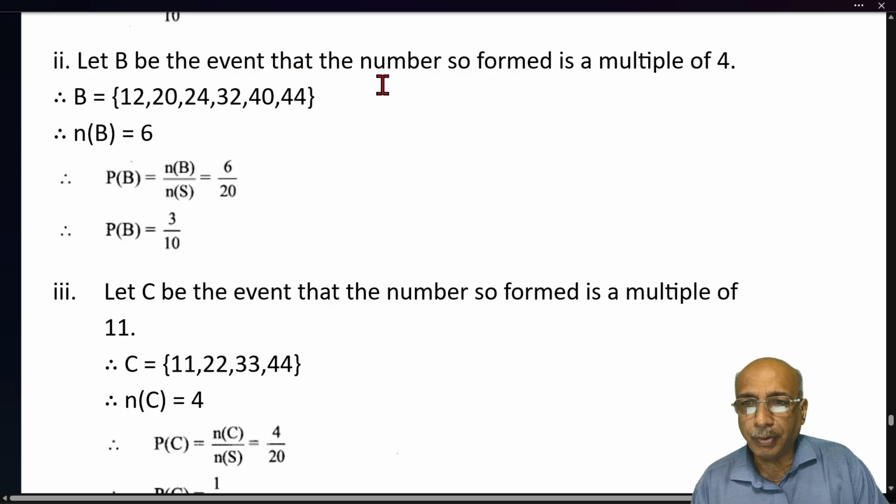Let B be the event that the number so formed is a multiple of 4. Therefore, set B equals 12, 20, 24, 32, 40, 44. So how many numbers are there? 6. So n(B) will be 6. So probability of B will be 6 by 20. Simplify it, it will be 3 by 10.